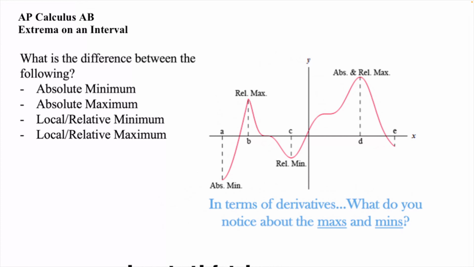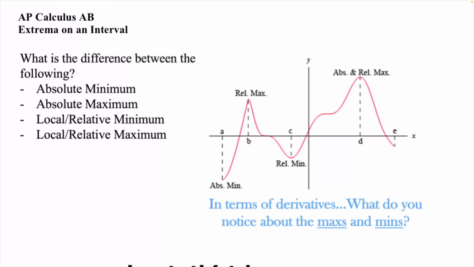Relative, sometimes it's called local, but most of the time it's called relative. Relative maximum or minimum means just in that general vicinity. In that general vicinity, is that a high point or a low point? So it doesn't have to be the overall highest or lowest, it just has to be within that neighborhood. Is it a high point or low point?